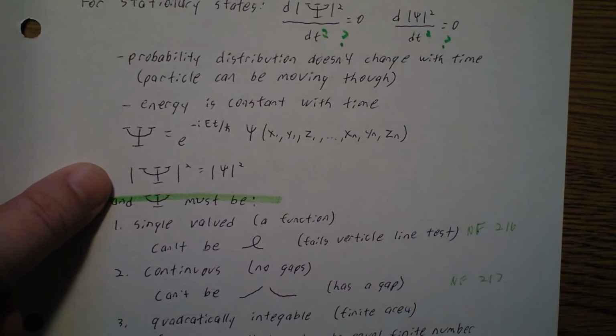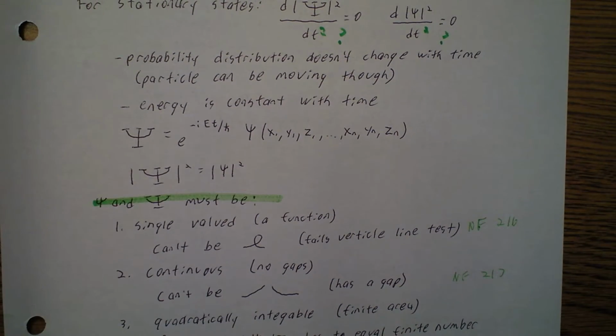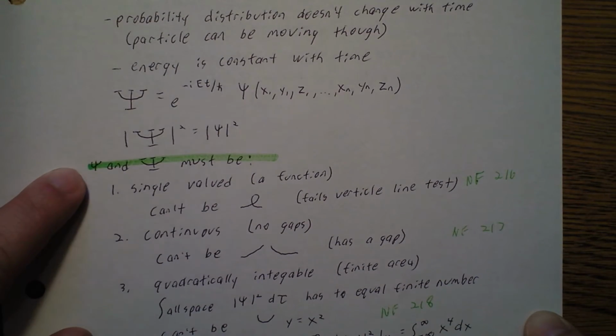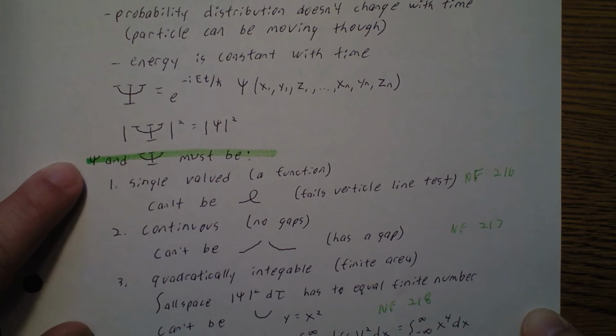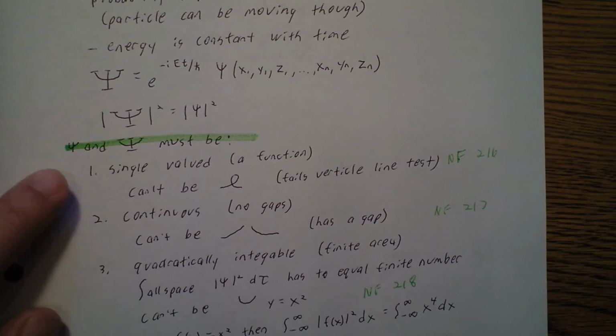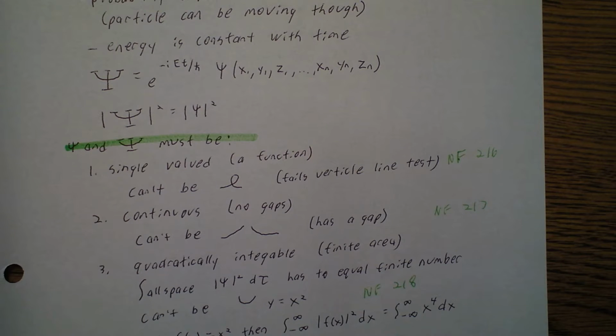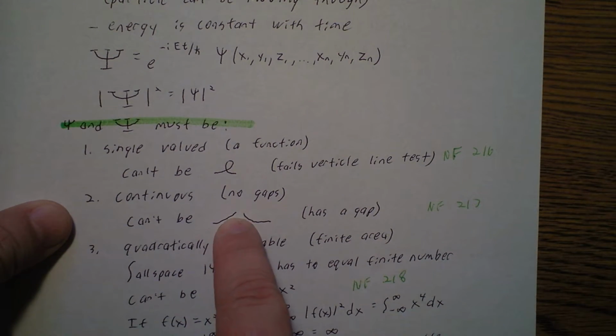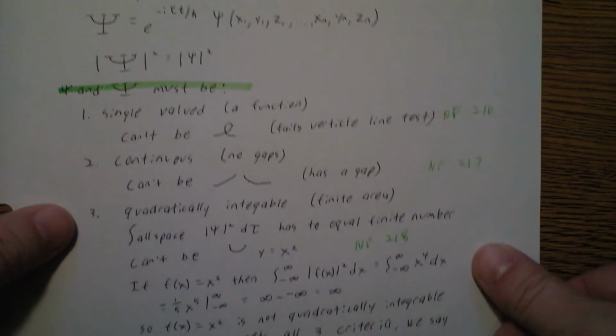Now the absolute value of capital Psi squared is equal to the absolute value of lowercase psi squared. Lowercase psi and capital Psi must be, one, single valued, which means a function. They can't be shaped like this loop because it fails the vertical line test. Two, they must be continuous, no gaps. Like in this example here, there's a hole that has a gap. That doesn't make any sense.